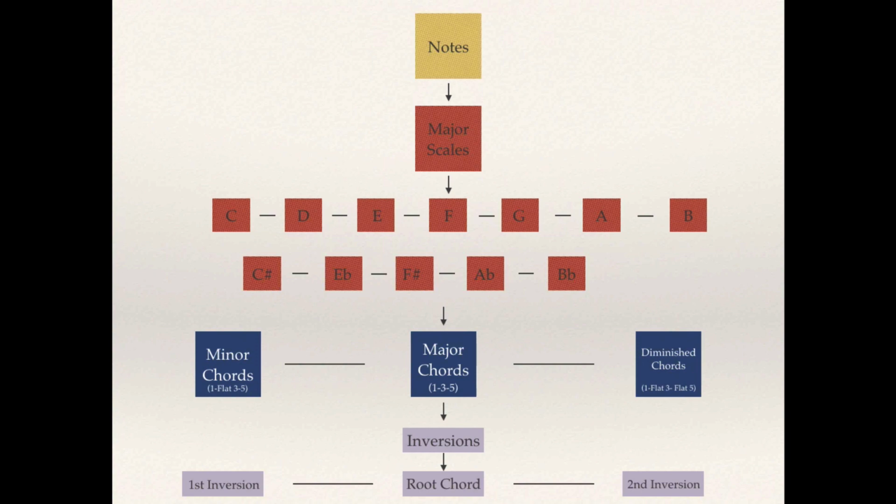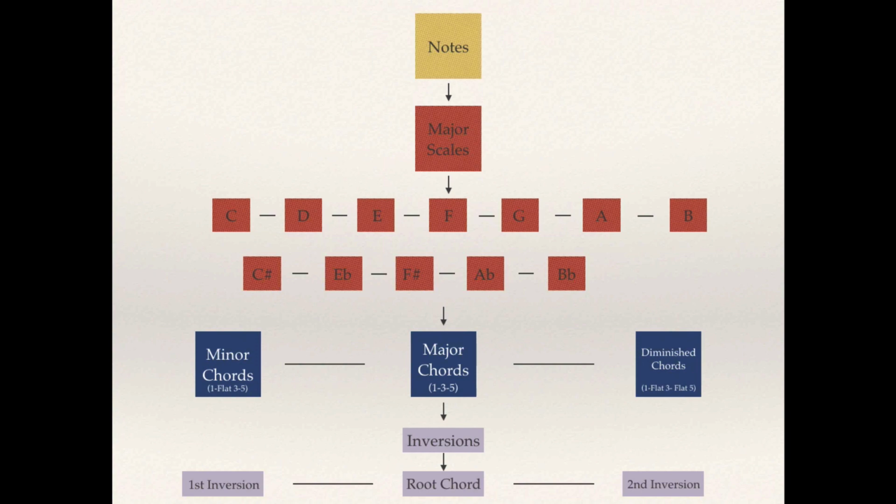Okay, so with that being said, the C major root chord would be 1, 3, 5. The F major root chord will also be 1, 3, 5. Every single major root chord is 1, 3, and 5 of the major scale that you're playing, or of the major chord that you're playing. Okay, and then we get into the first inversion.